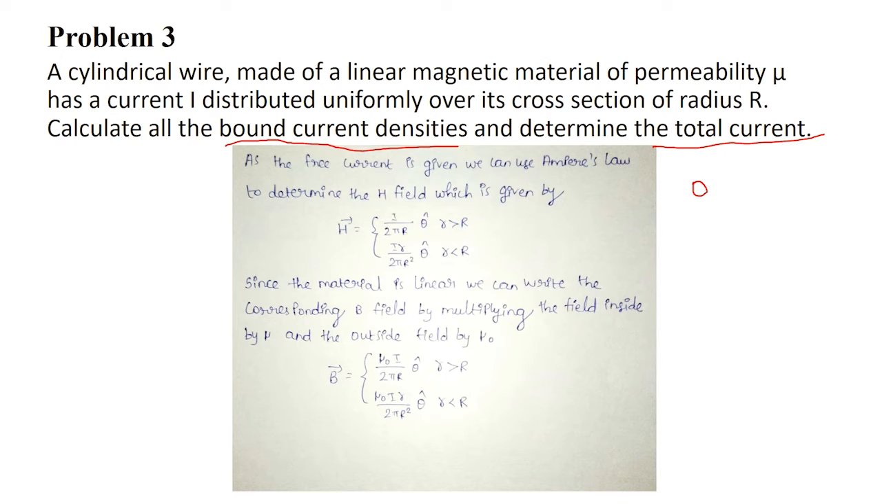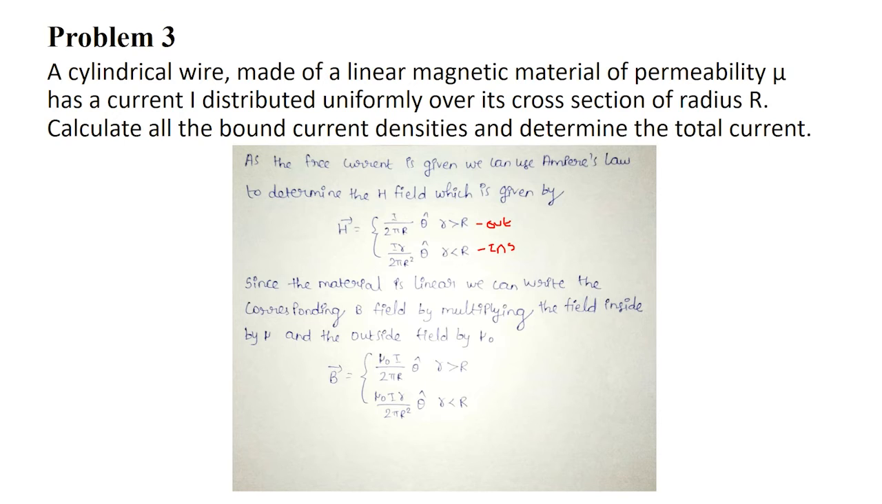the closed integral H dot dl equal to I free enclosed, which is the total free current. It can be written as H equal to I by 2 pi r theta cap for r greater than R, which is for outside, and I r divided by 2 pi R squared theta cap for r less than R. This is for inside.